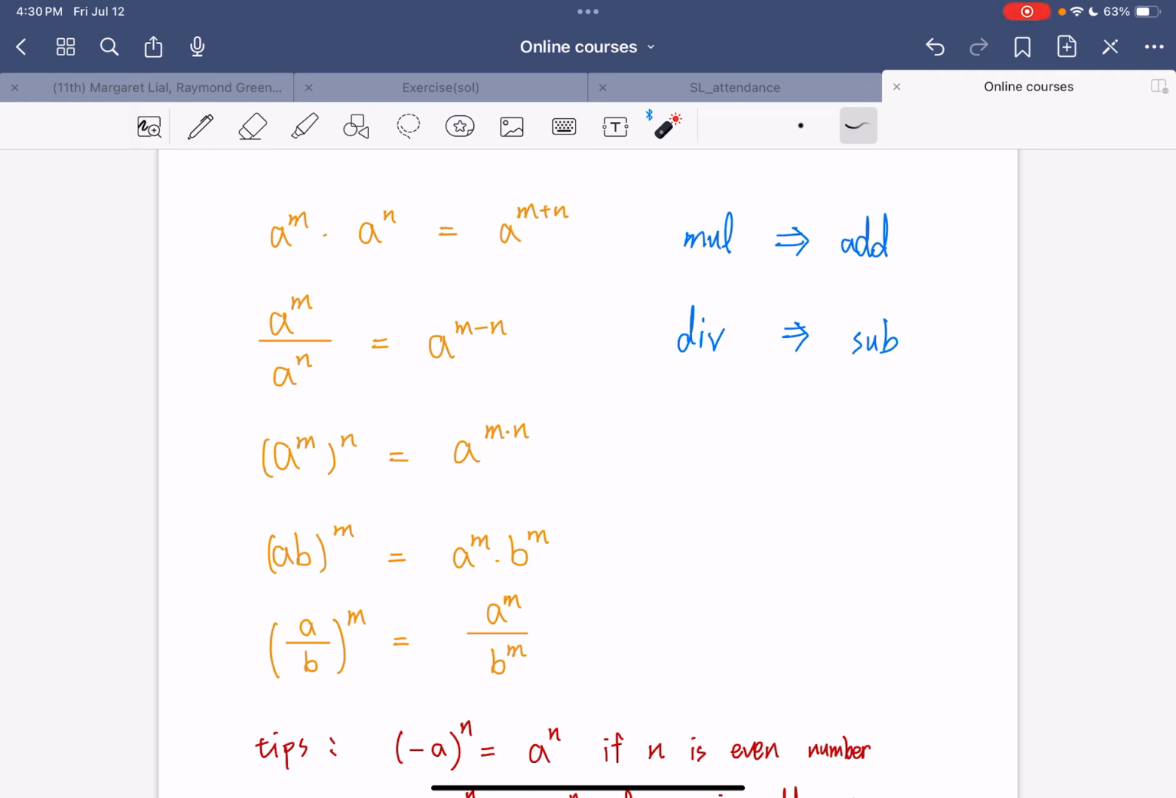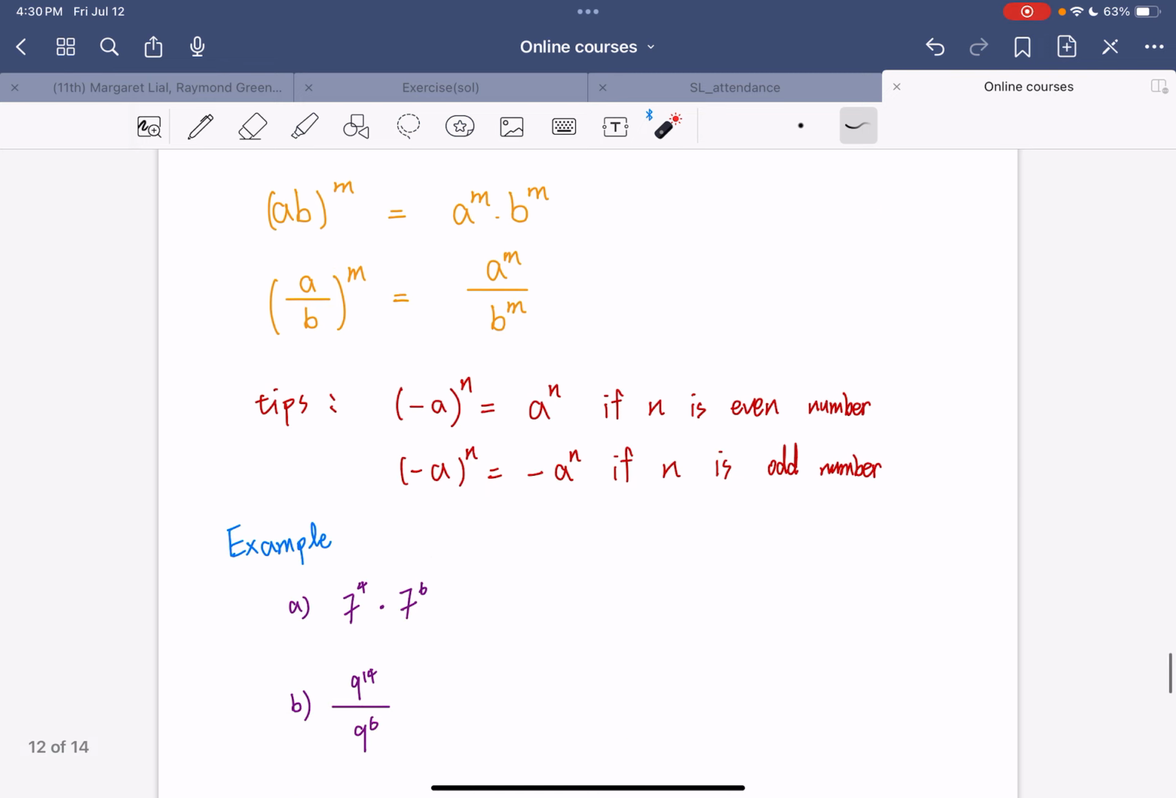Okay, and a times b in brackets with power of m will become a power of m times b power of m. And a divided by b in brackets, don't forget the brackets, that's really important, power of m will become a with power of m divided by b with power of m.